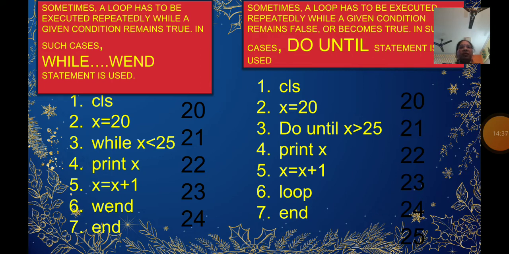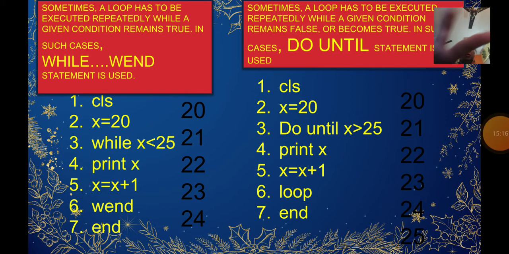So the loop statement, then the while to line number 6, can you see the loop statement? The loop statement shifts the control back to the do until statement. Again the condition x is greater than 25 will be checked. The condition is false, so the control repeats line number 3 and line number 4. But if the condition is true, then the control shifts to the next statement after the loop statement.